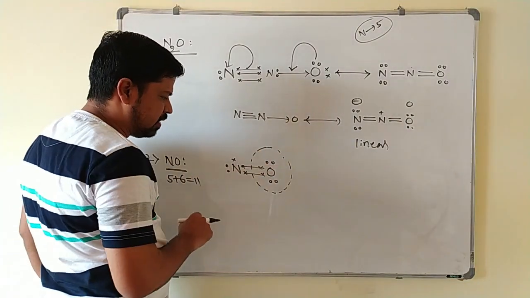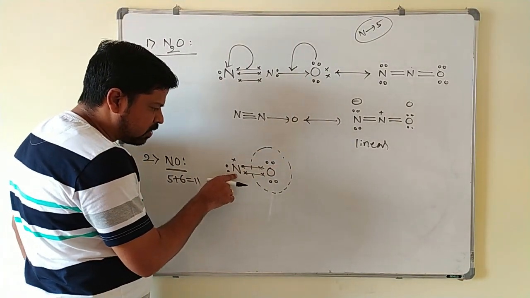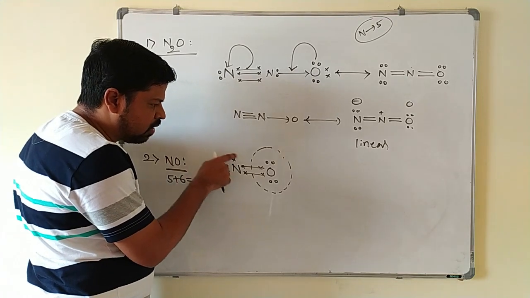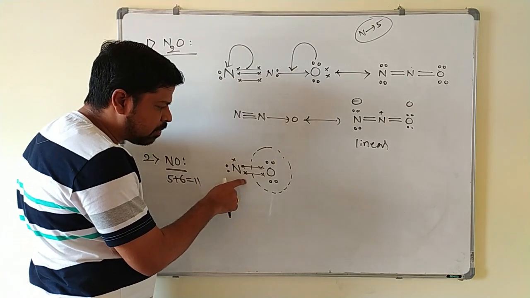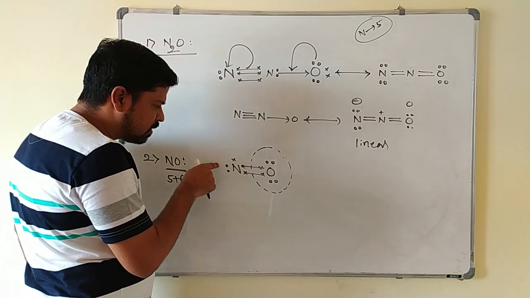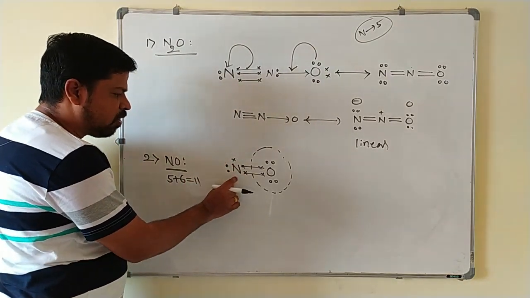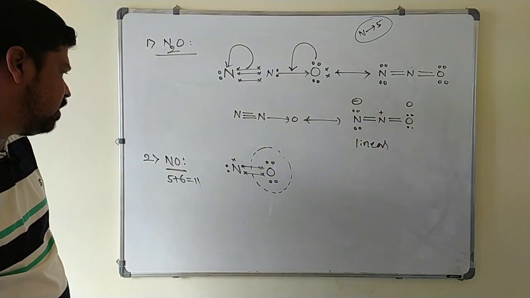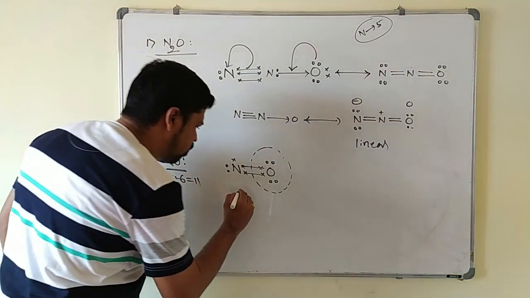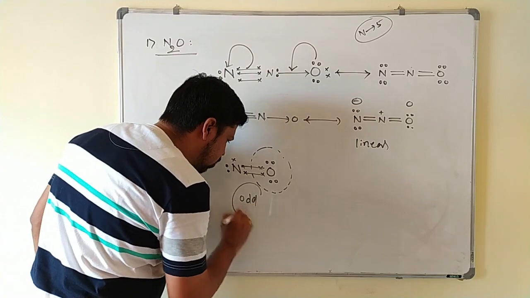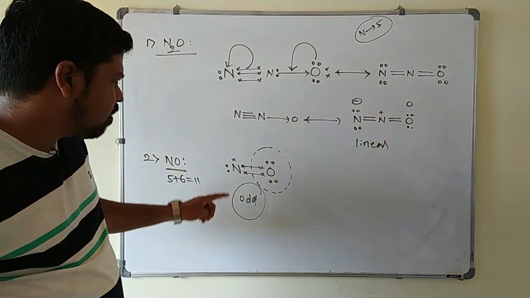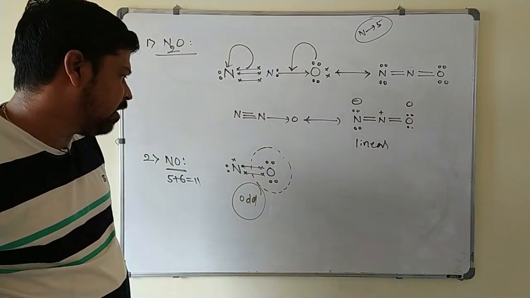Now if you go for nitrogen, 2 electrons, 3 electrons. Surrounding this nitrogen, 2 bonds are there, meaning 4 electrons: 4, 6, 7. Only 7 electrons are there. That's why the octet is not satisfied over the nitrogen atom. This is called an odd electron molecule. It is unstable because the octet is not satisfied over the nitrogen atom.